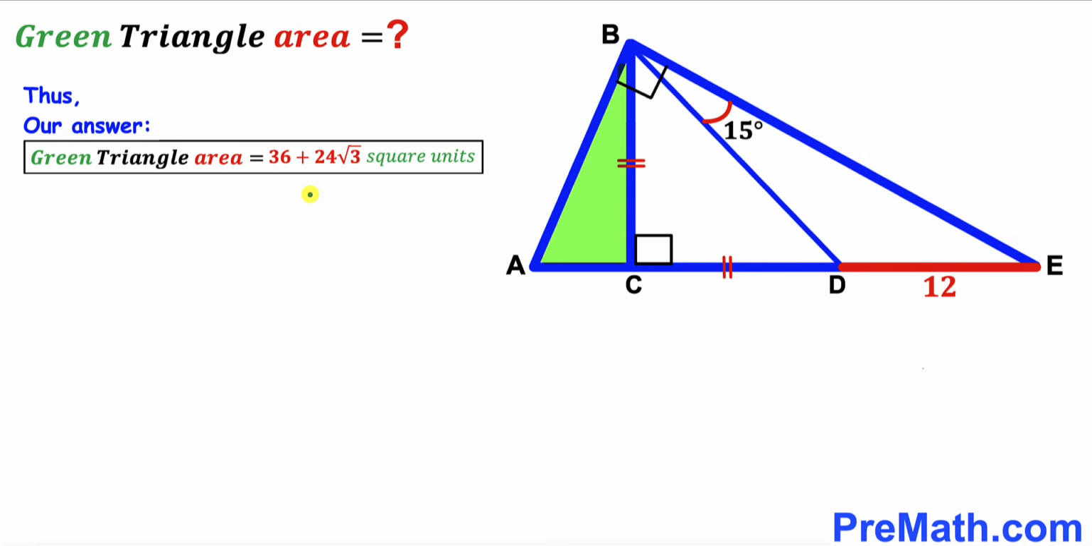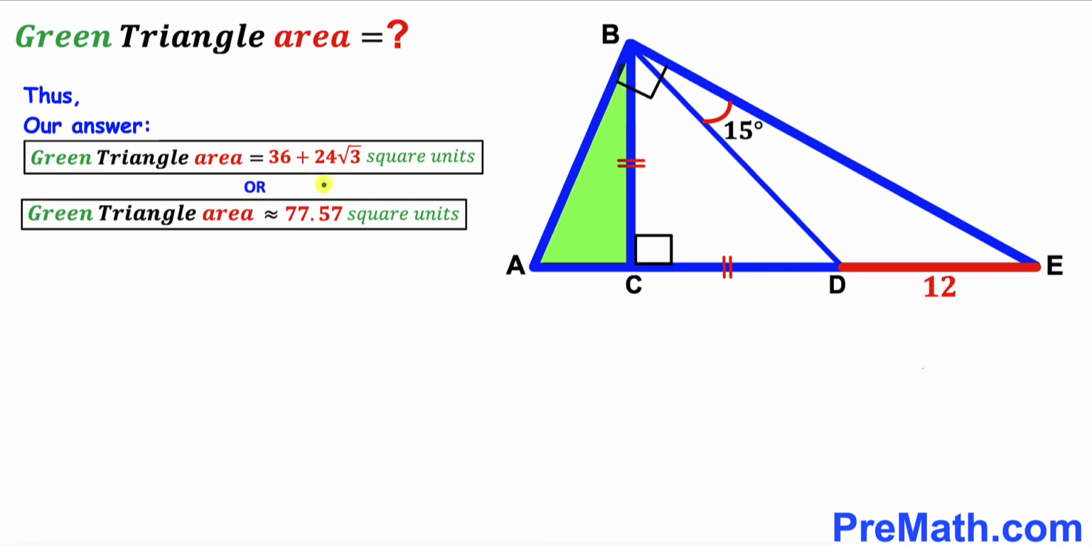So thus, after all the calculations and manipulations, the area of this green shaded triangle turns out to be 36 plus 24 times the square root of 3 square units. And that's going to be approximately equal to 77.57 square units as well.